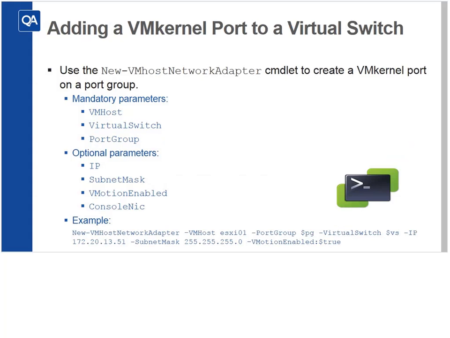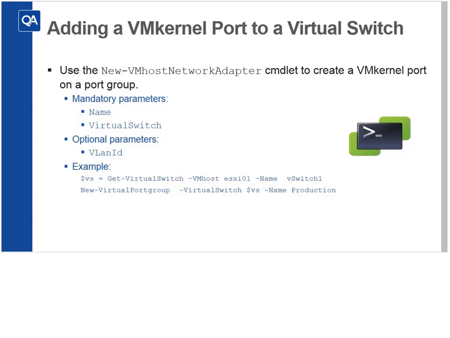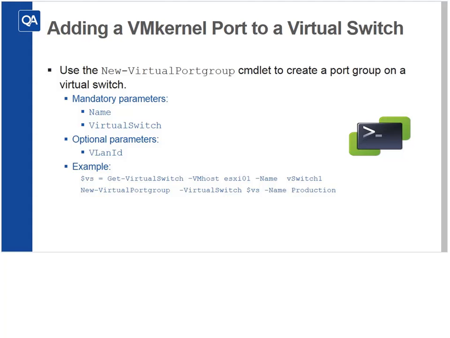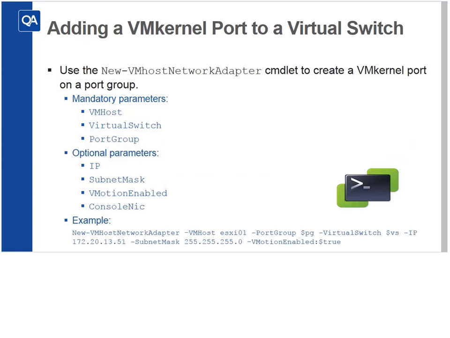If I want to do that from the command line, including PowerCLI, what you basically have to do first is create a port group. And once you've got the port group, you essentially convert it into a kernel port with New-VMHostNetworkAdapter. So if you look at the mandatory parameters, we have VMHost, so what box is it on, the virtual switch, what switch it's on, and the port group. It converts a previously existing port group into, you'll see this in a minute, a kernel port.